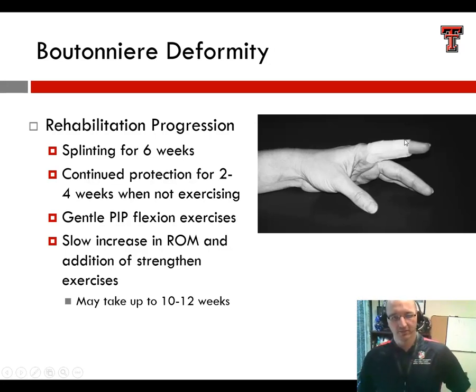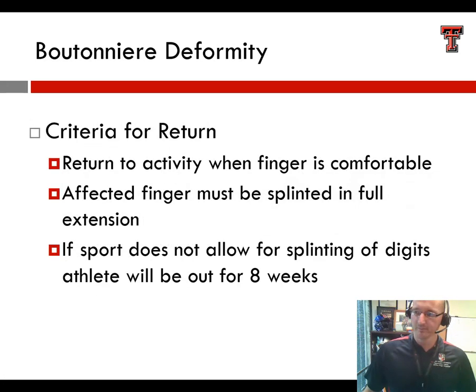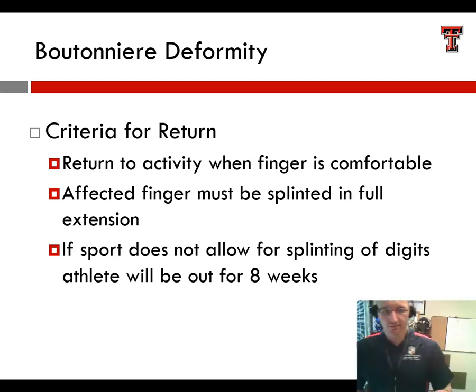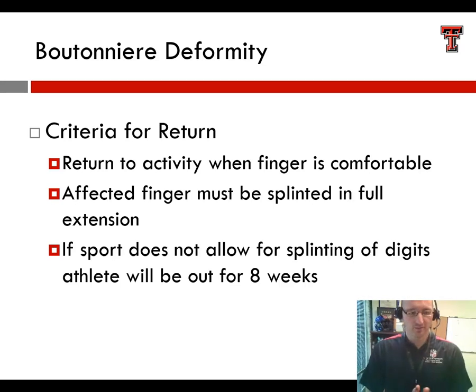We can continue to do gripping exercises on the non-involved fingers, wrist and hand, flexion and extension exercises, but there's nothing we can or should do to the involved digit itself. Okay, so these will slowly return, but we may be looking at 3 months here before we're able to fully return to play. Okay, they can return to activity when that finger's comfortable. The affected finger needs to be splinted in full extension.